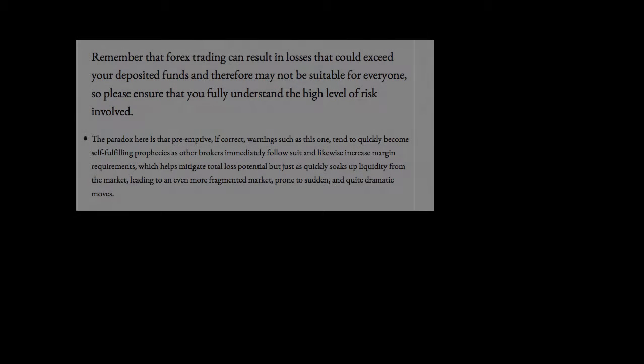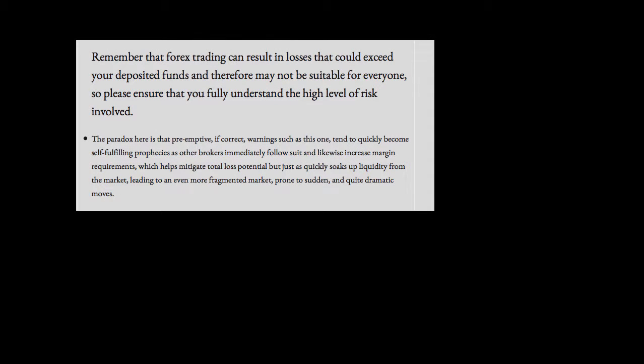Case in point, here is FXCM with a just-released warning about upcoming highly illiquid conditions leading to a doubling in yuan margins. Follows the traditional disclaimer, which FXCM itself probably should have taken to heart 1 year ago, when, after the SNB's depegging, the firm suffered tremendous losses. Remember that Forex trading can result in losses that could exceed your deposited funds, and therefore may not be suitable for everyone. So please ensure that you fully understand the high level of risk involved.